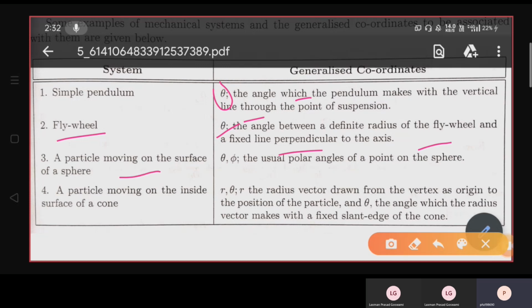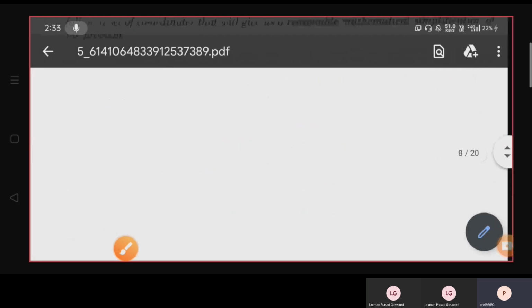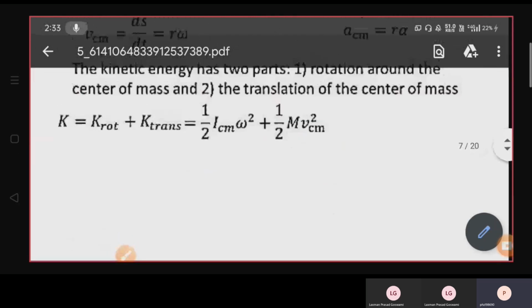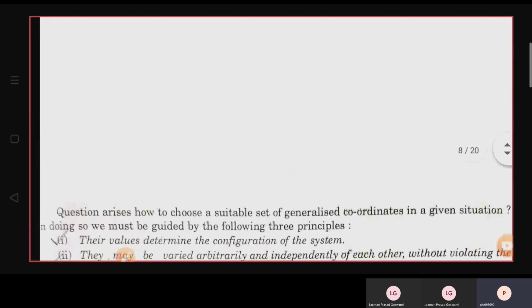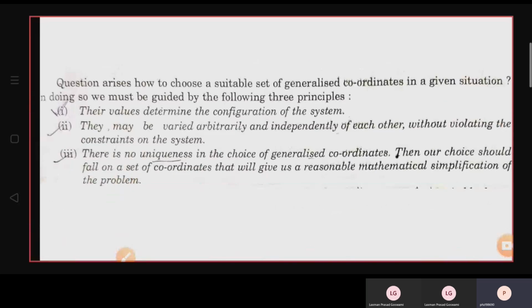A particle moving on the surface of a sphere. We take generalized coordinates as theta and phi, because we take the usual polar angles of a point on the sphere. A particle moving on the inside surface of a cone. So r and theta: r is the radius vector drawn from the vertex as origin to the position of the particle, and theta is the angle which the radius vector makes with a fixed slant edge of the cone. Certainly, we can now understand how to choose our degrees of freedom and how to decide the generalized coordinates.